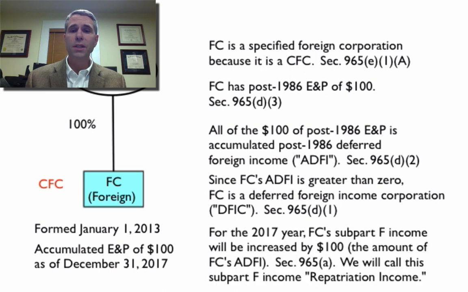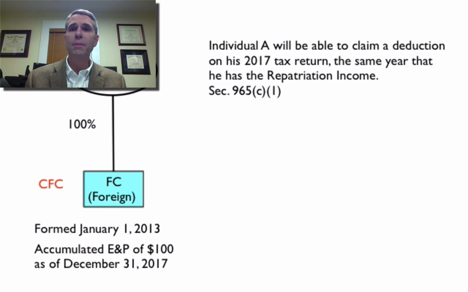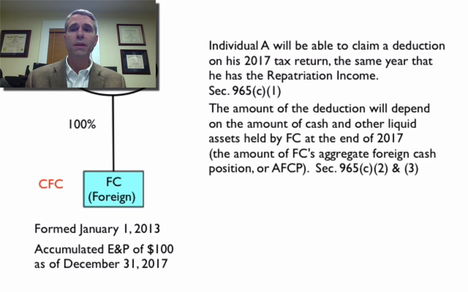For the 2017 year, FC's Subpart F income will be increased by $100, the amount of FC's ADFI. We will call this Subpart F income repatriation income. Individual A will be able to claim a deduction on his 2017 tax return, the same year that he has the repatriation income. The amount of the deduction will depend on the amount of cash and other liquid assets held by FC at the end of 2017, the amount of FC's aggregate foreign cash position, or AFCP.